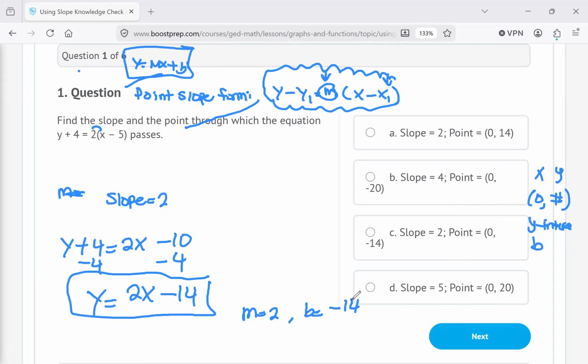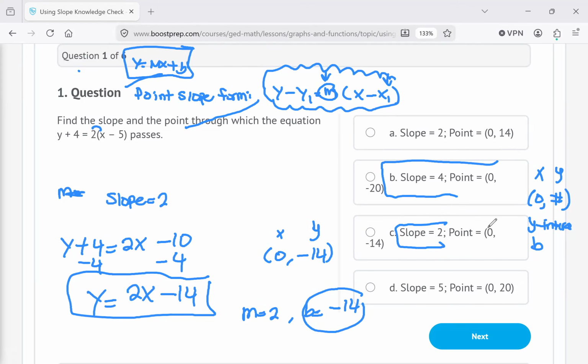So what did we say b was? It's a y-intercept. So how do I write this as a coordinate? That's right. You could write it as 0, comma -14 because the x value is always 0, and then your y value is the b. So the correct answer will be letter B, right? It has a slope. Whoops, not letter B. Letter C, sorry, right? Because it has a slope of 2 and a y-intercept of 0, comma -14. That's the one. So it's letter C.